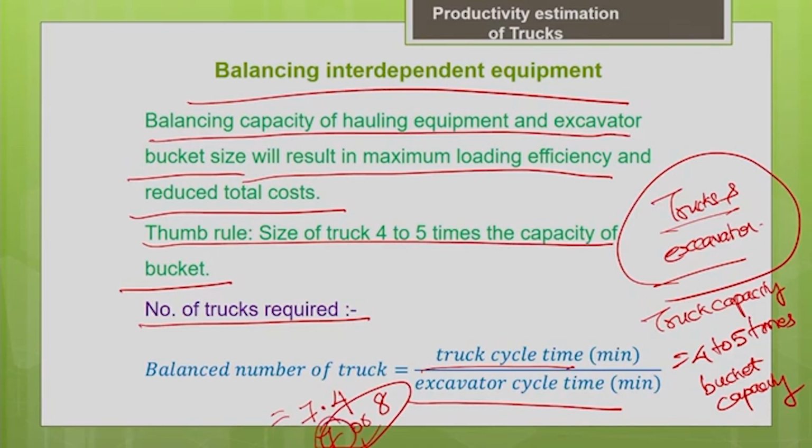If I go for 7 trucks for one loader or one excavator, or if I go for 8 trucks for one excavator, what is the unit production cost associated with that? You consider both the cases and then make a decision. That will be more logical.